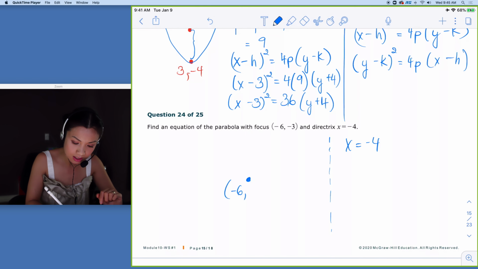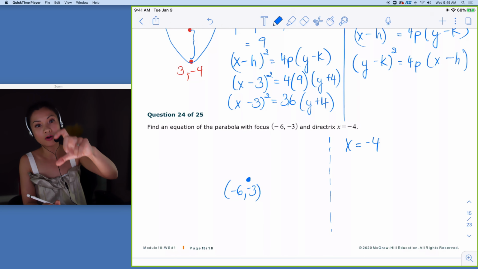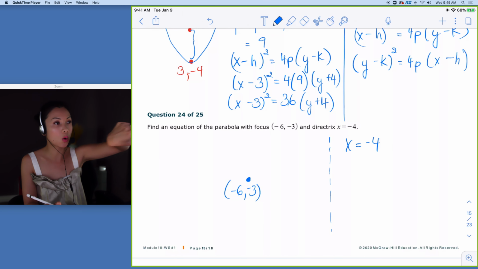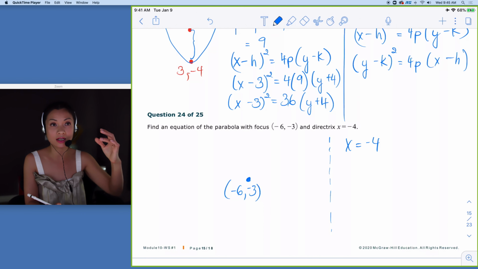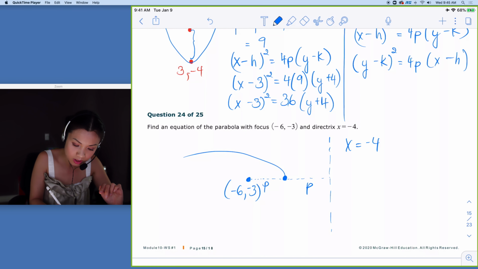negative 6, negative 3. Now you know that the parabola is going to open toward the focus and away from the directrix. So I know that the vertex is going to be right here. So from here to here and from here to here is P. So I know that the parabola is going to open to the left like that.